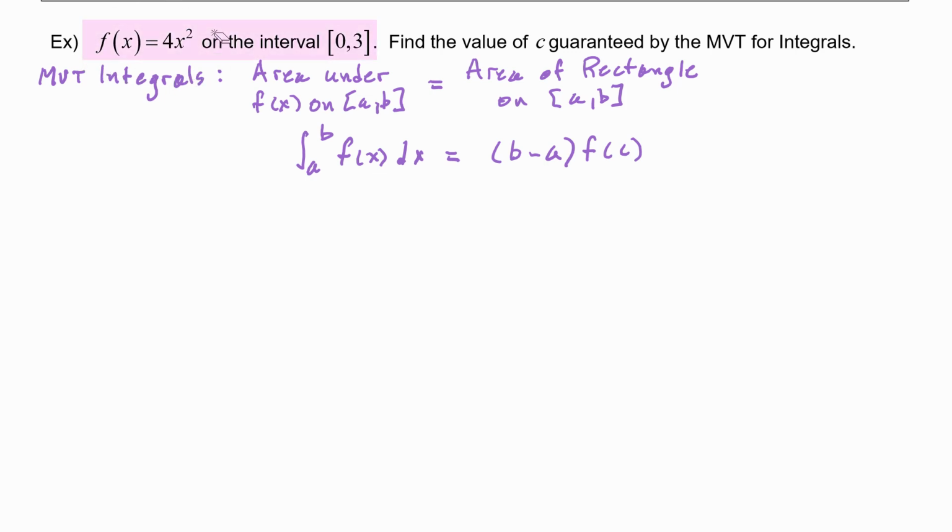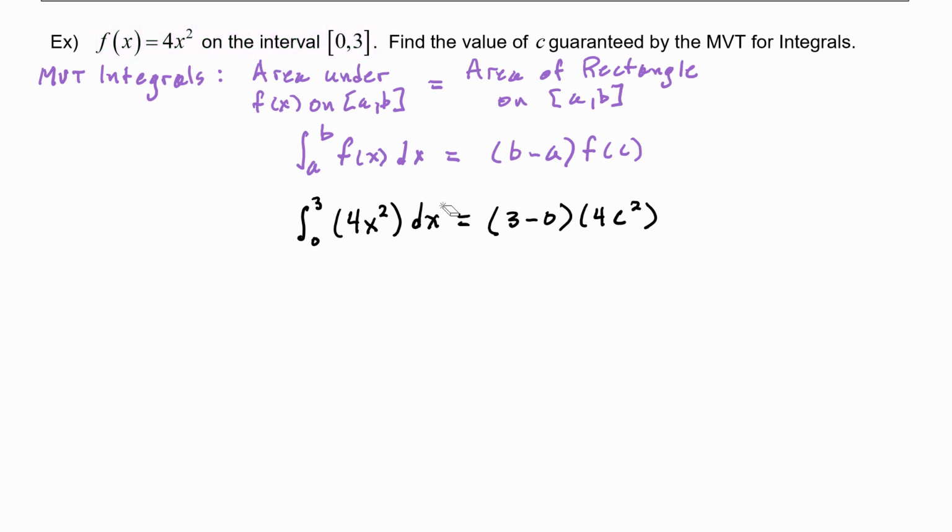We're given f of x is 4x squared on the interval 0 to 3. So that means this left-hand side will become the integral from 0 to 3 of 4x squared dx. And then the right-hand side, b minus a, is going to equal 3 minus 0. And then c, we don't know yet, so we'll just call this f of c, which if we plugged c into the function would be 4 times c squared.